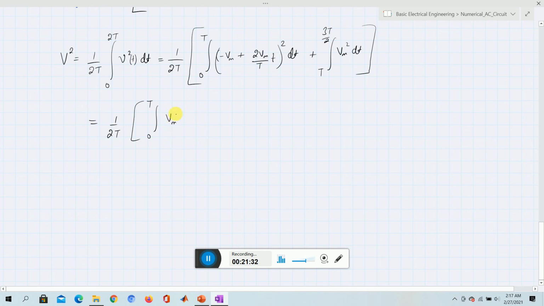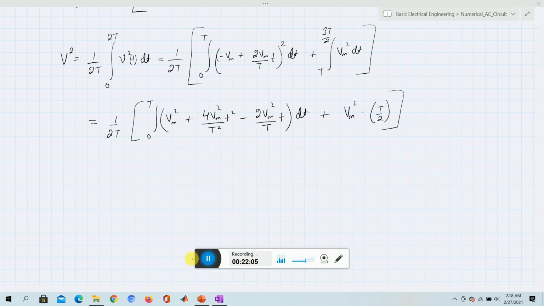We can write here Vm square plus 4Vm square by T square, capital T square in t square, and this is minus 2Vm square by T into t. This is a plus b whole square, or minus b plus a whole square, so accordingly we can write it, and here this is integration with dt. Here this is multiplied by 2, so it will not be 2, rather it will be 4 Vm square by T into t. So now we get this expression.